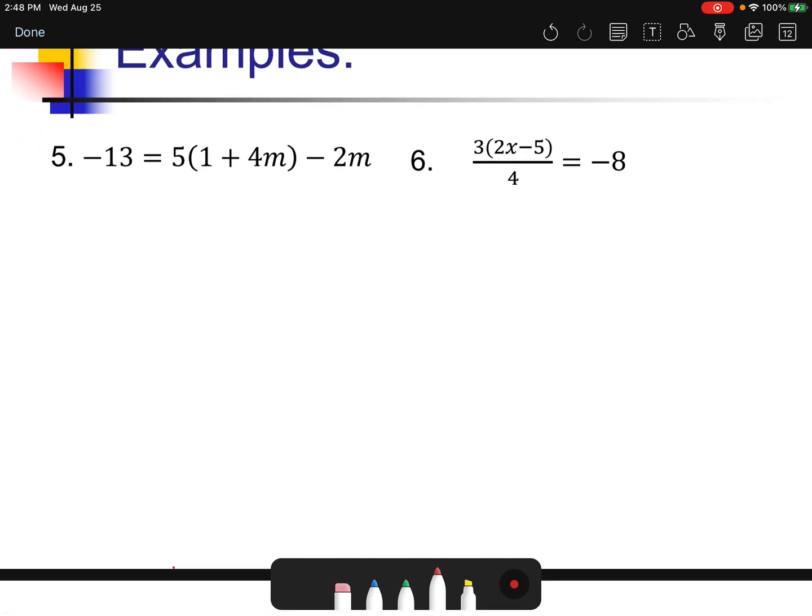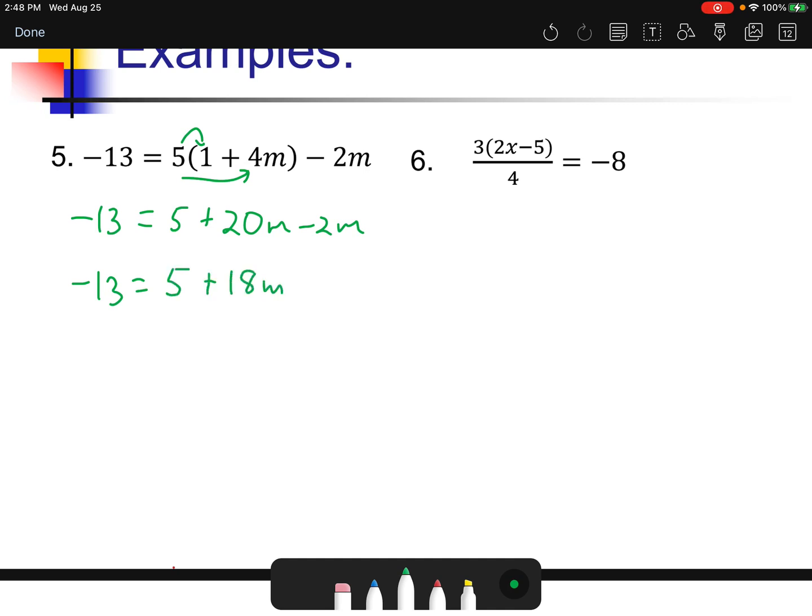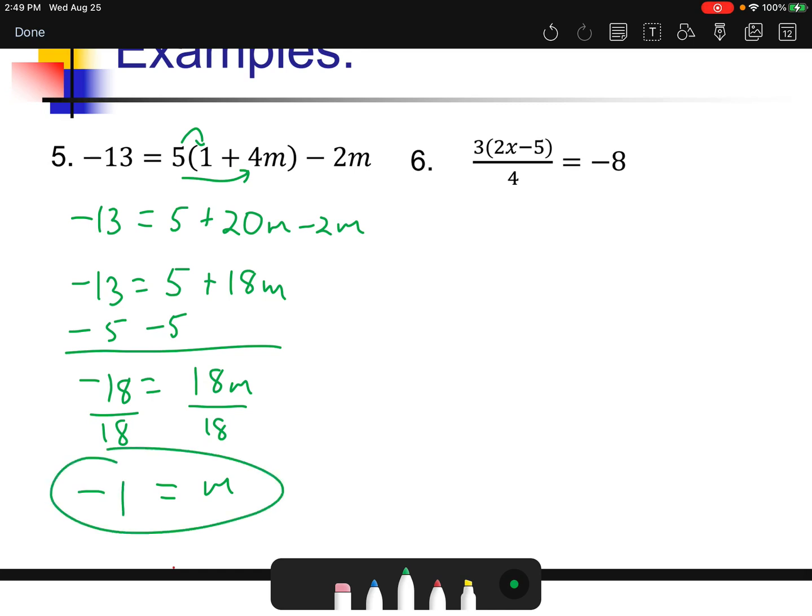Now they're going to get a little more difficult every step we take here. Not going to mess with that, but I am going to distribute the 5. Okay, well that worked out okay, because 20m minus 2m is 18m. Add 5, we're going to subtract it because we're going to undo it. And we're going to divide by 18 instead of multiplying by 18, and we get negative 1.